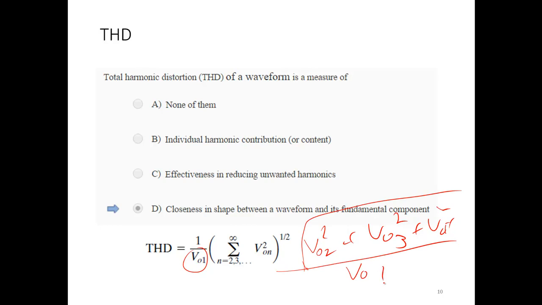The total harmonic distortion is a measure of the closeness of shape between the waveform and the fundamental component. How close it is. If these harmonics are 0, they don't have anything there, it will be 100% fundamental. The total harmonic distortion is how much of the waveform is the harmonic part. It is a measure of the closeness of shape between the waveform and the fundamental component.